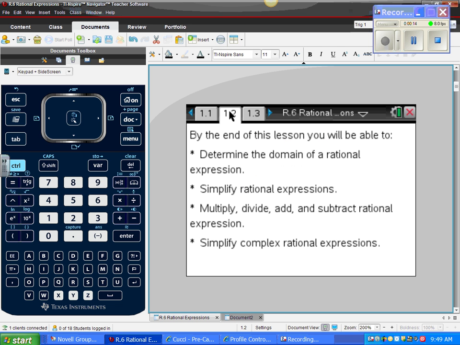By the end of this lesson, you will be able to determine the domain of a rational expression, simplify rational expressions, multiply, divide, add, and subtract rational expressions, and simplify complex rational expressions.